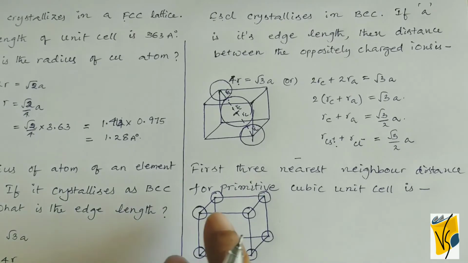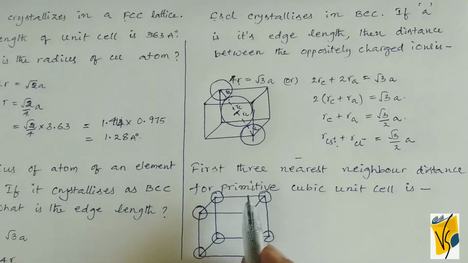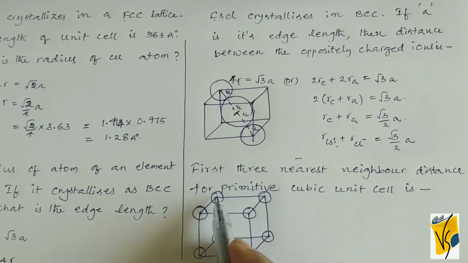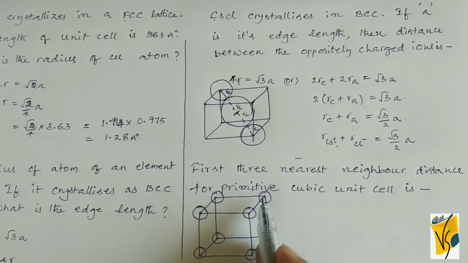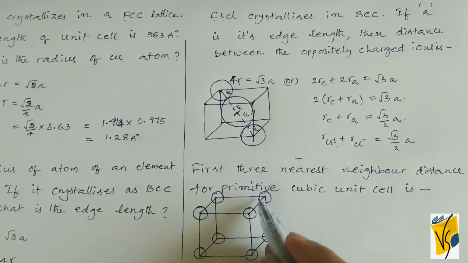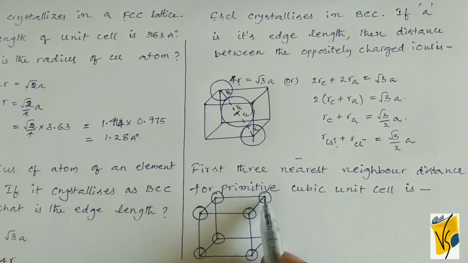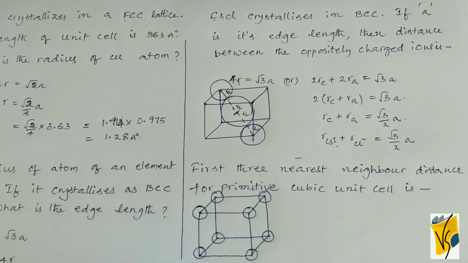Now what is the question? First 3 nearest neighbor distances. Nearest neighbors are what? These are the nearest, and these are the first nearest neighbors. And what are the second nearest neighbors? These are the second nearest neighbors. They are along the face diagonal. If the corner atoms present along the edge are the first neighbors, the second neighbors will be along the face diagonal. They are again corner atoms, but they are present along the face diagonal, right?